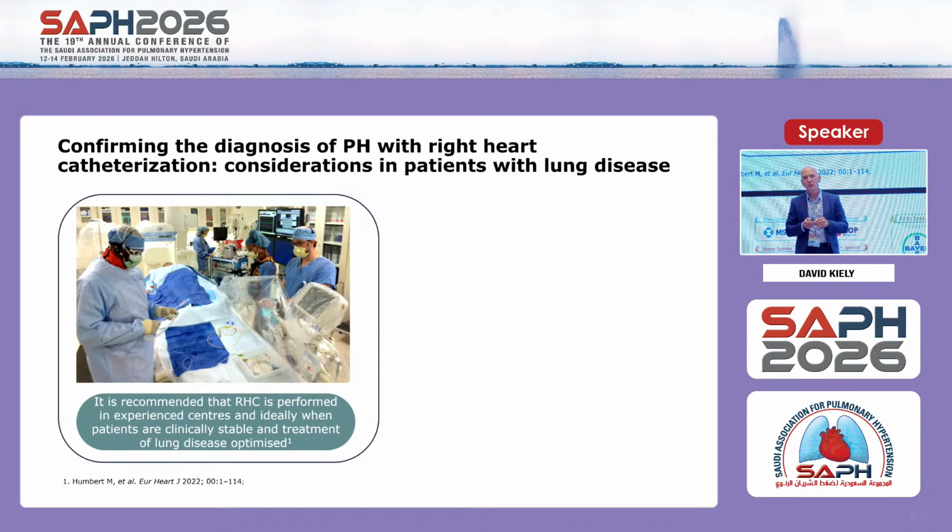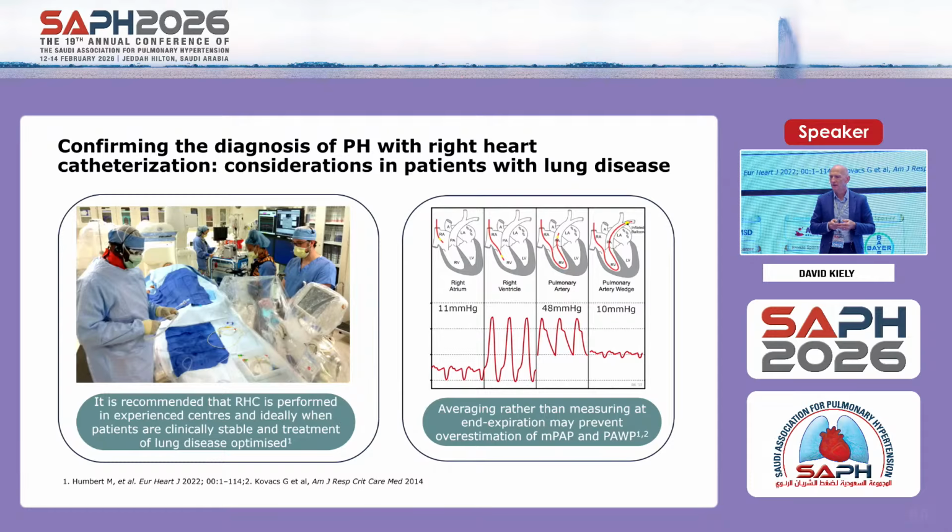Important as well to perform the test in clinically stable patients, as acute exacerbations can significantly increase your pulmonary artery pressure over 30 millimeters of mercury. So we also tend to average rather than take the measurements at end expiration at the time of cardiac catheterization. If we don't do this, this can tend to overestimate the pressure, particularly in patients who are hyperinflated.